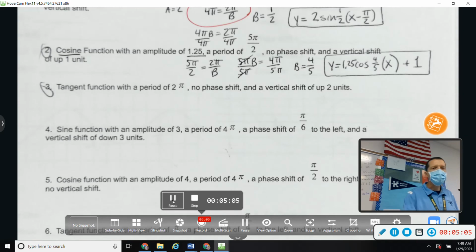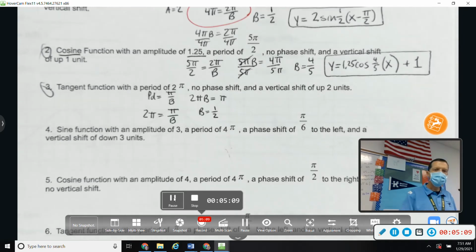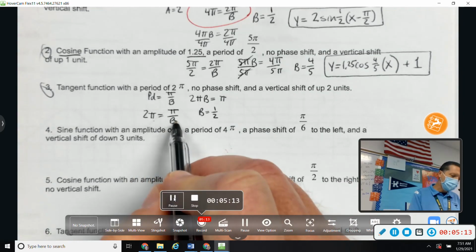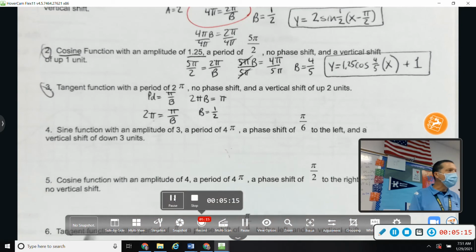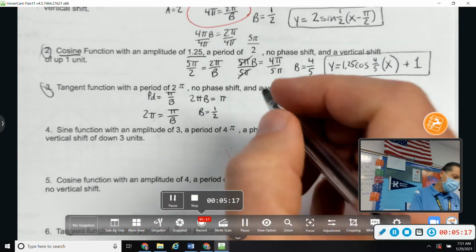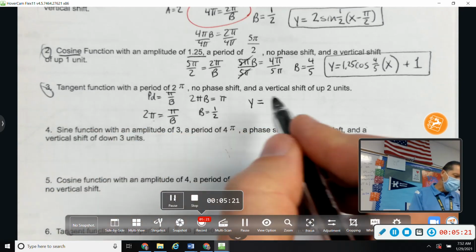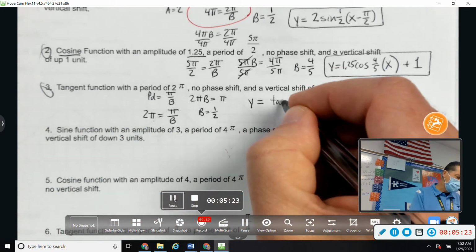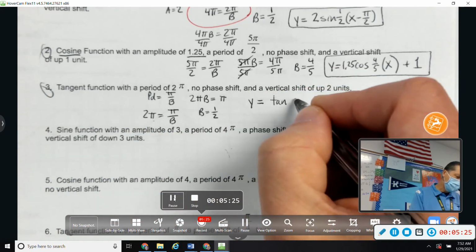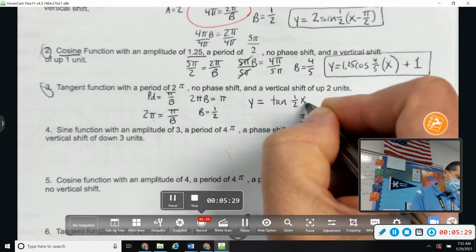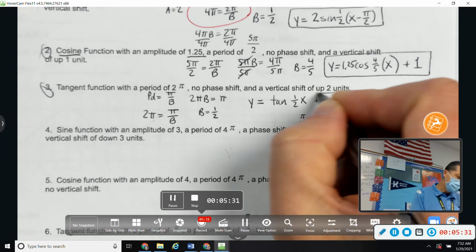Try number 3 all start to finish, and then we'll go over it. Period is pi over b, so 2 pi equals pi over b. A little algebra your way around to get b is 1/2. So y equals, doesn't mention anything about amplitude, so tangent, no phase shift. So 1/2 x plus 2.